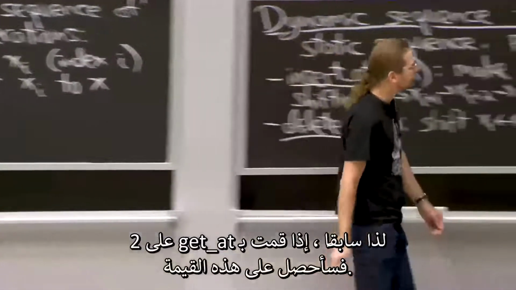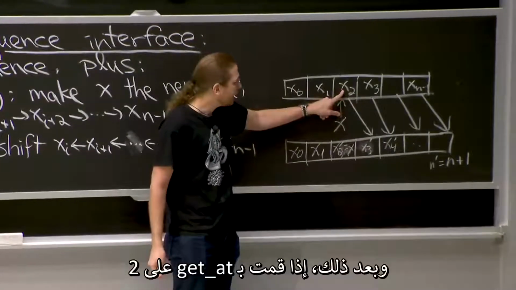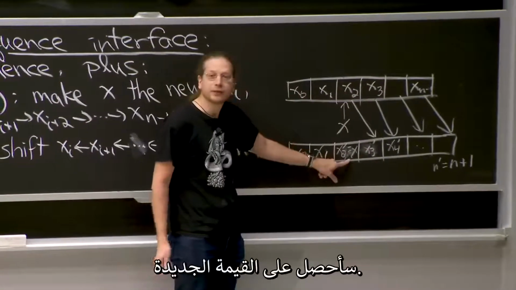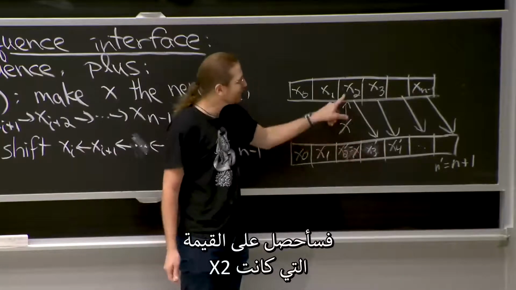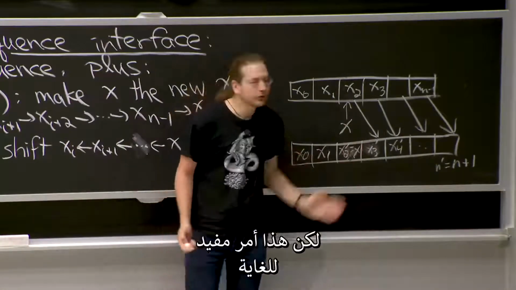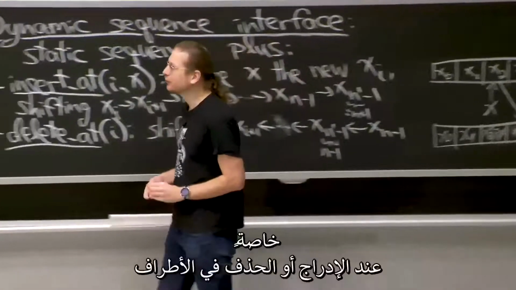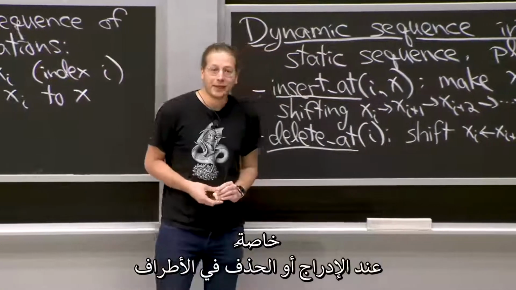So previously, if I did get at 2, I would get this value. And afterwards, if I did get at 2, I get the new value. If I did get at 3 down here, I get the value that used to be x2. Okay? That's maybe hard to track. But this is a conceptually very useful thing to do, especially when you're inserting or deleting at the ends.